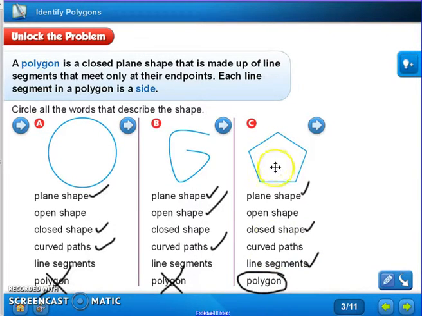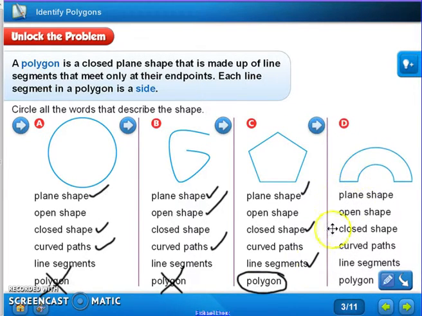Let's try one more. This one's tricky, so be careful. This shape here, is it a plane shape? Is it flat? Yes, it is. Is it open? Could something get in from the outside? No, it is not open. It is closed. Is it made of curved paths? Well, I see curved paths here and here. So yes, it is made of curved paths. Is it made of line segments? Well, actually I see two line segments right here. So it has both curved paths and line segments. So therefore, is it a polygon? No, unfortunately it's not, because it cannot have curved paths.